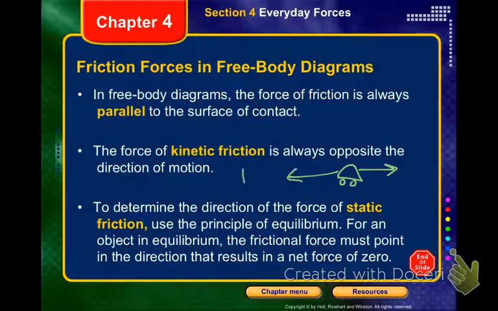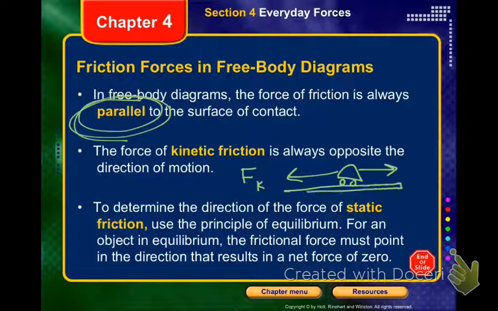Also, your force of friction is always parallel to your surface of contact. That's a really easy one. If this car is on the road, then force due to friction is parallel with the road, just opposite direction from the direction that you're moving.